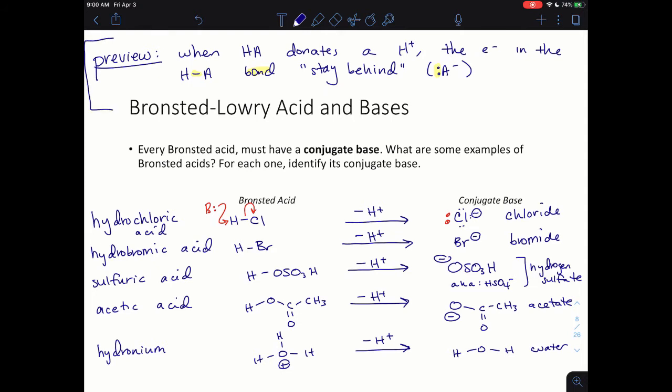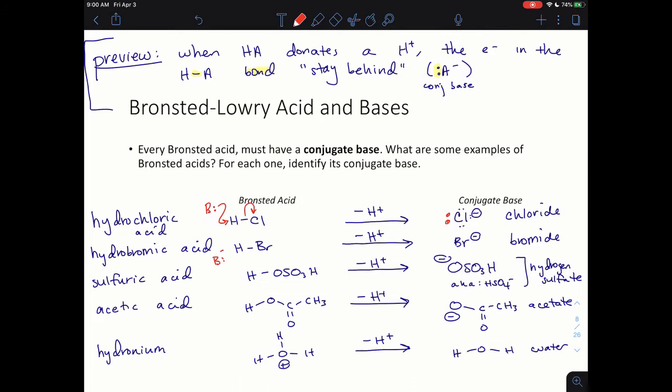So you see at the top, I say preview, where when HA donates a proton, the electrons in the HA bond stay behind. They stay with the conjugate base, right? I want you to keep that in mind, and it's related to what we talked about at the very beginning, electrons going to the lowest energy place. All right, back to these curved arrows.